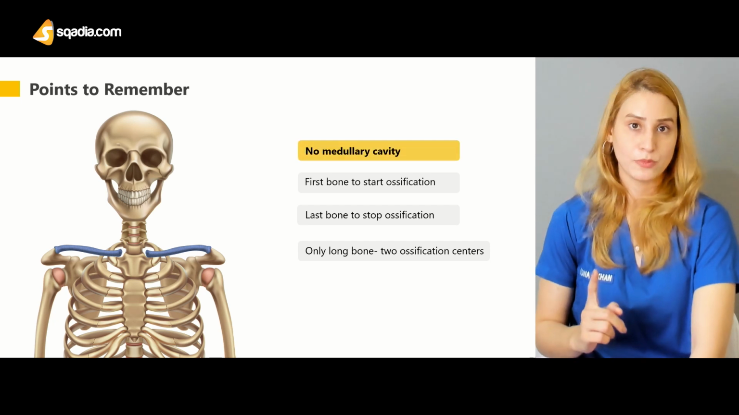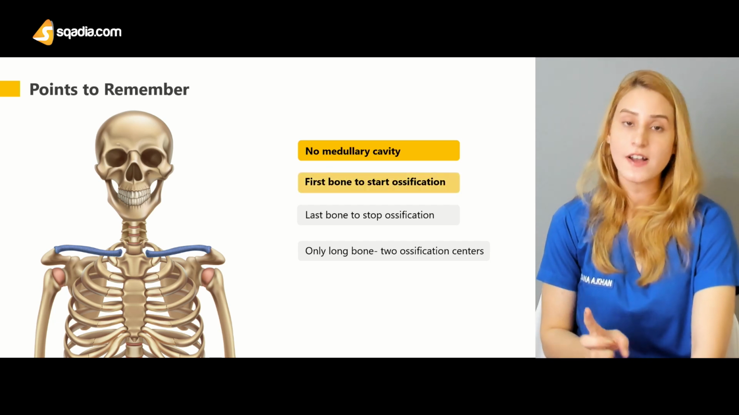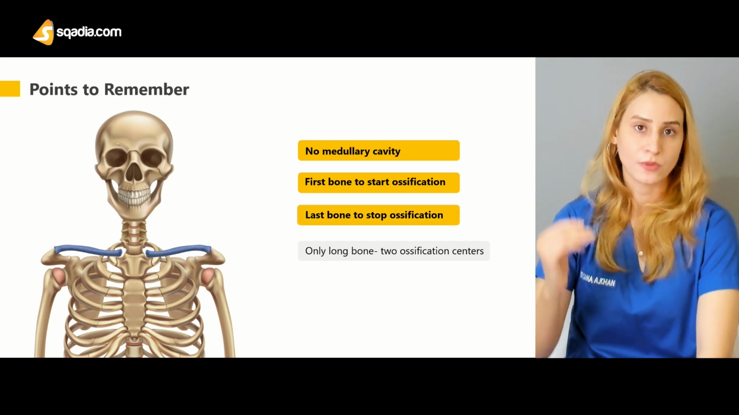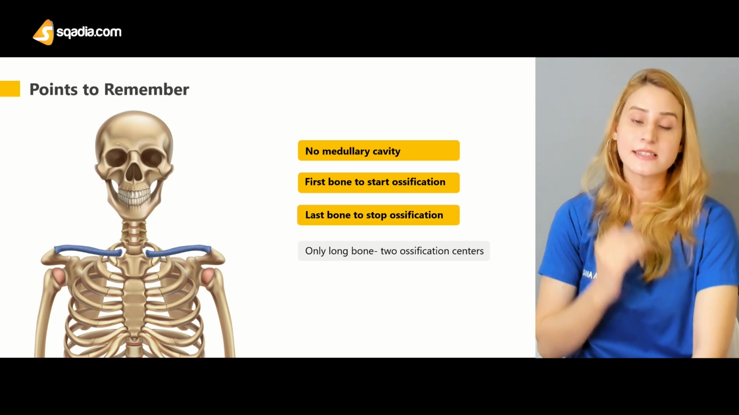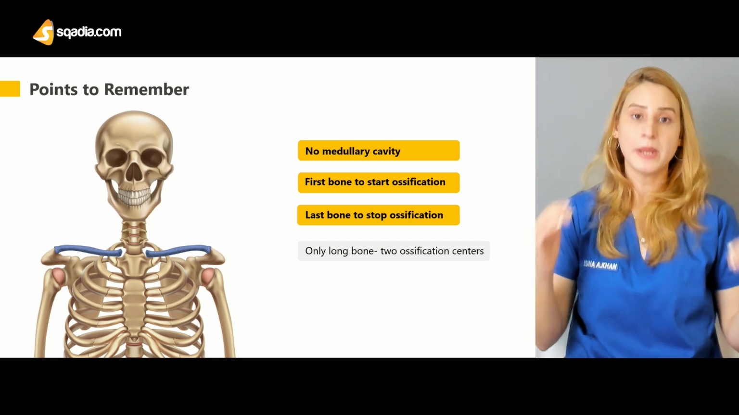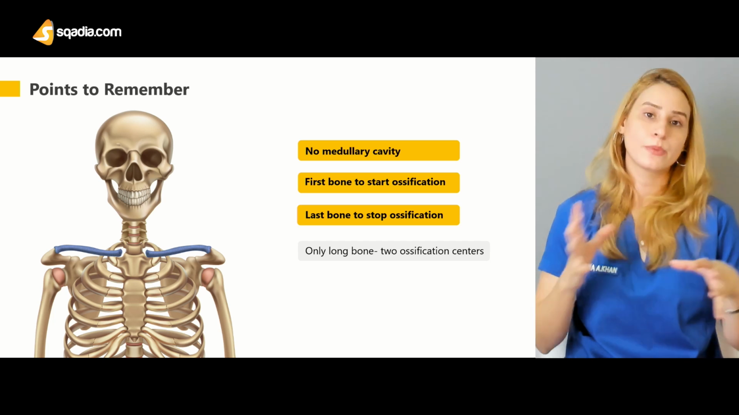Okay, so remember, one is that there's no medullary cavity. It's the first bone to start to ossify. It's the last bone to stop ossification, that is up to 21 years of age. And it's the only long bone with two ossification centers. Okay, so remember, the clavicle is a part of the shoulder girdle along with the scapula.